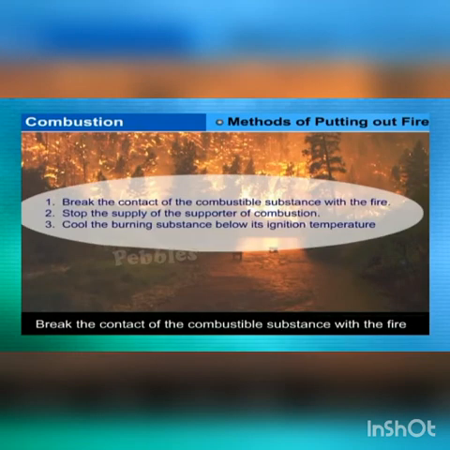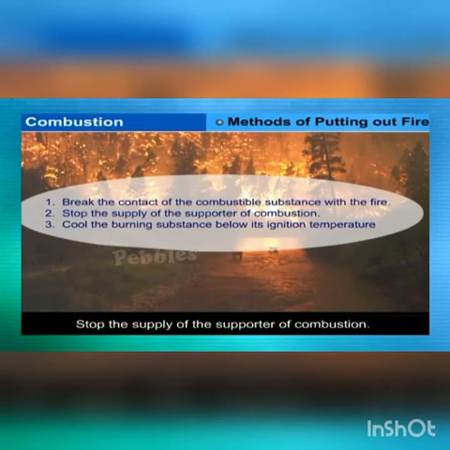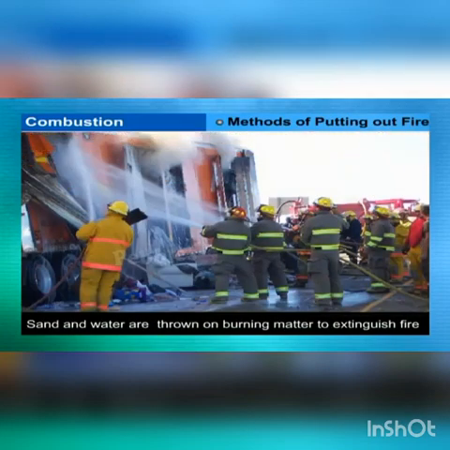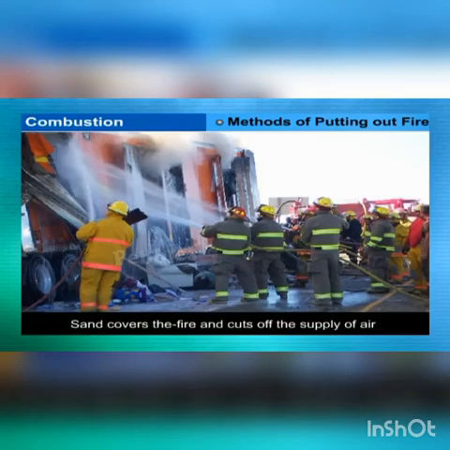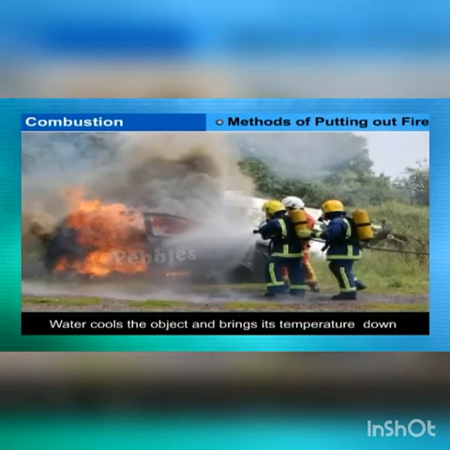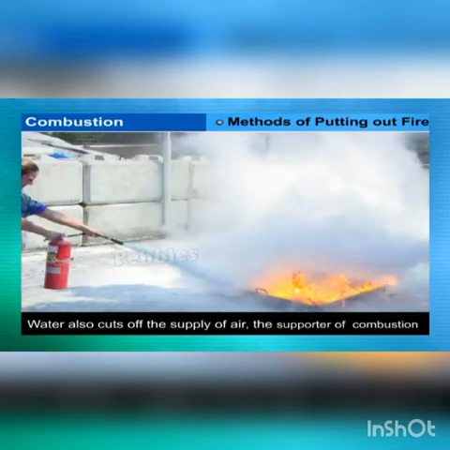Break the contact of the combustible substance with the fire. Stop the supply of the supporter of combustion. Cool the burning substance below its ignition temperature. Sand and water are usually thrown on burning matter to extinguish fire. Sand covers the fire and cuts off the supply of air. Water cools the object and brings its temperature below its ignition temperature. Water also cuts off the supply of air, the supporter of combustion.